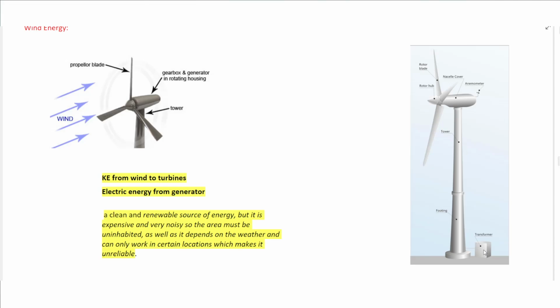It has low running cost, but it has a very high initial cost. It is unreliable. It depends on weather and location, and it has low efficiency. So it actually gives a very low level of output, and it affects bird life since it kills many birds every year.